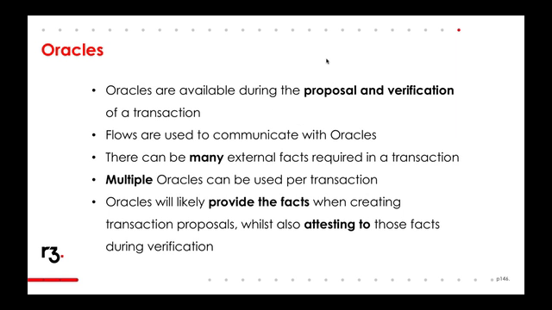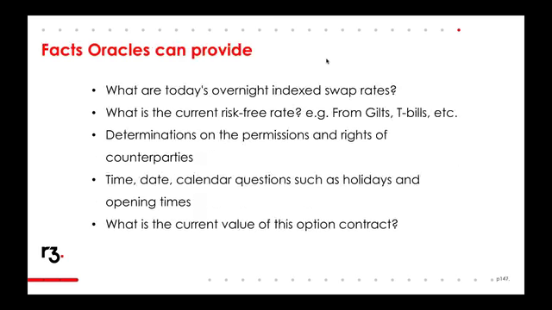When you come to use an oracle in your transaction, it's available during the proposal, so the building of the transaction, and also the verification of a transaction as well. Typically, you would write a flow that communicates with an oracle. You would ask the oracle to either attest over a fact that you have already inserted into the transaction, or you would ask the oracle to provide the fact and also sign over it or attest to it. Typical facts an oracle could provide are the OIS rate, the risk-free rate, the 10-year T-bill rate, holiday calendars for certain financial jurisdictions, and the current value of an option contract. Oracles can provide arbitrary off-ledger facts about pretty much anything.